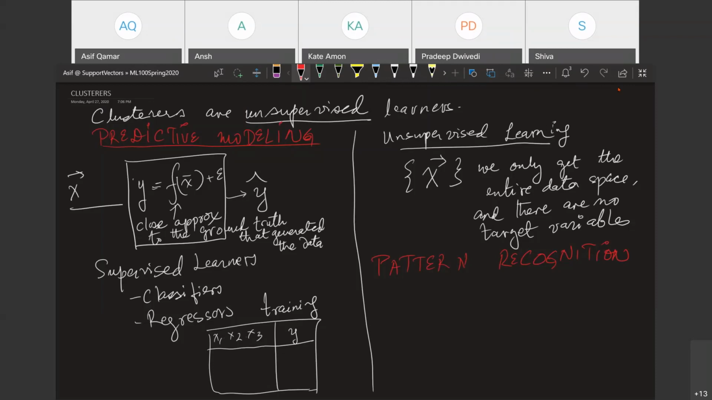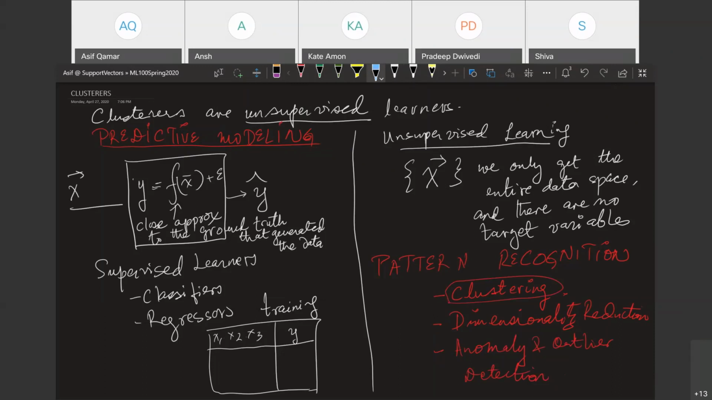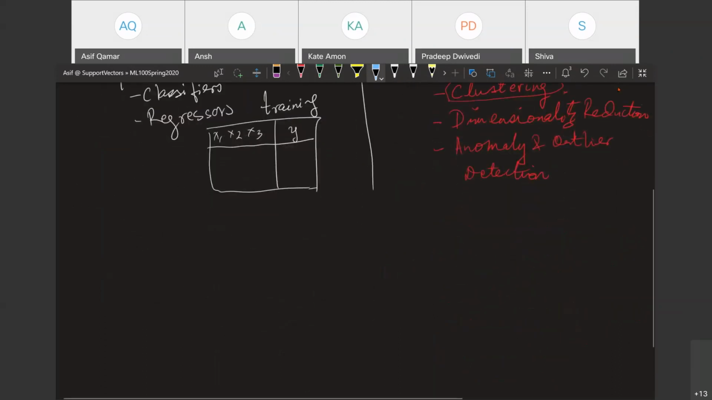Now, consider this example. I'll just mention some examples of pattern recognition and then I'll explain them. Clustering, dimensionality reduction, anomaly detection, anomaly and outlier detection. These are examples of pattern recognition. So today I'll explain what those are at some point, but today we'll start with just clustering. What are clusters? So this is the scope of things.